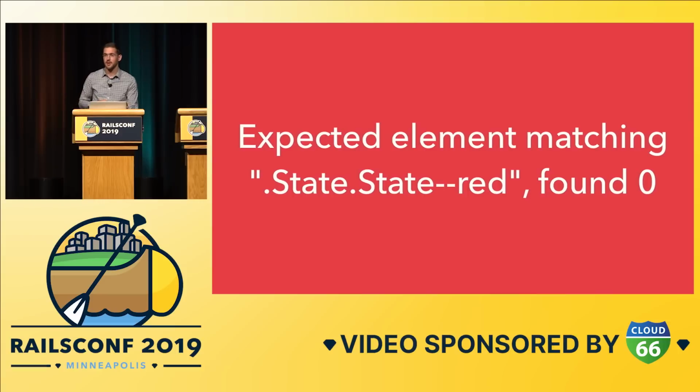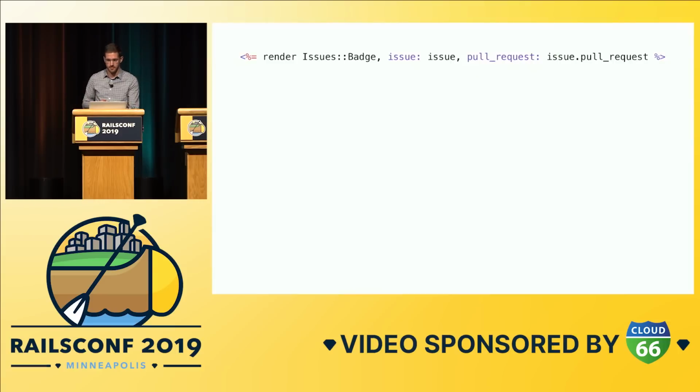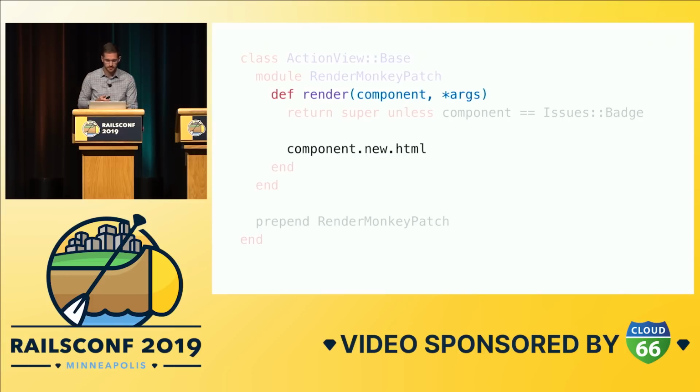So let's go back to our template that renders the component. Well, we're already passing an issue here, but we aren't doing anything with it yet. So let's change that. First, we're going to need to update our monkey patch to take the arguments we're passing into render and pass them into an initializer on our component.